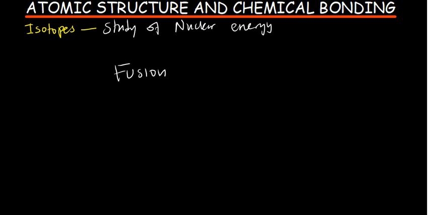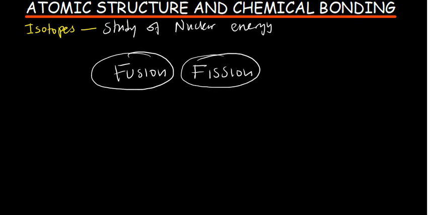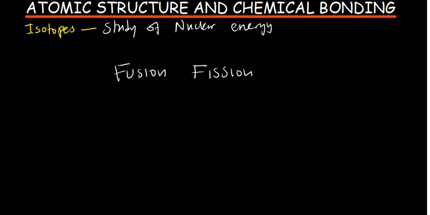So when the nucleus of hydrogen splits or when it joins, so to fuse is to join and then fission is to split. When it splits or merges, these are going to release a lot of energy, and this is why you have got those bombs we see. So that is the importance of the application of isotopes.